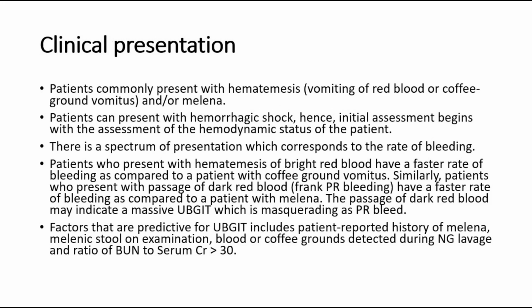Patients commonly present with hematemesis, which means vomiting of red blood or coffee ground vomitus, or melena. Patients can present with hemorrhagic shock, hence initial assessment begins with the assessment of the hemodynamic status of the patient. There is a spectrum of presentation which corresponds to the rate of bleeding. Patients who present with hematemesis of bright red blood have a faster rate of bleeding as compared to a patient with coffee ground vomitus. Similarly, patients who present with passage of dark red blood have a faster rate of bleeding as compared to a patient with melena. The passage of dark red blood may indicate a massive UGIB which is masquerading as PR bleed.